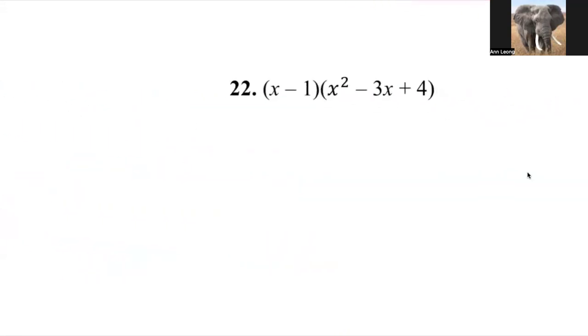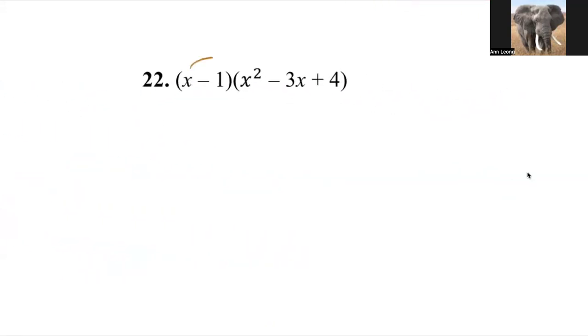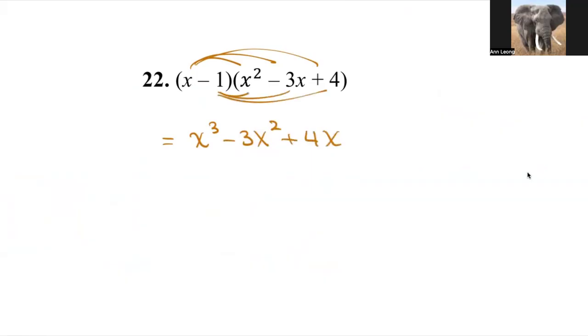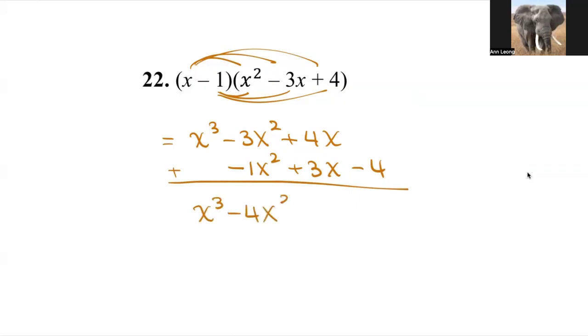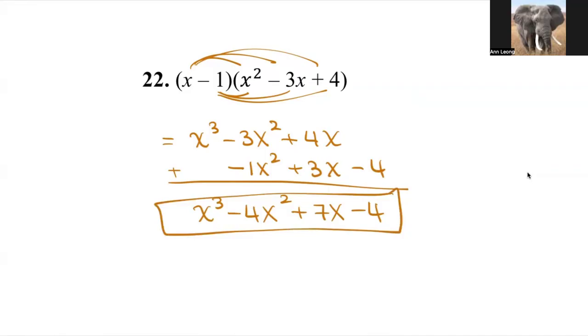All right, and number 22. Go ahead and distribute. That gets me x cubed minus 3x squared plus 4x. Distribute. And for this one, instead of putting it on the side next to that 4x right here, I'm going to go ahead and stack it. It'll just be a little bit easier to combine like terms. So I'm going to put it underneath here so that my x squared terms align, plus 3x minus 4. And you can go ahead and add those together. It's just a little bit easier to combine like terms, seeing them up and down like that. So a little trick there.